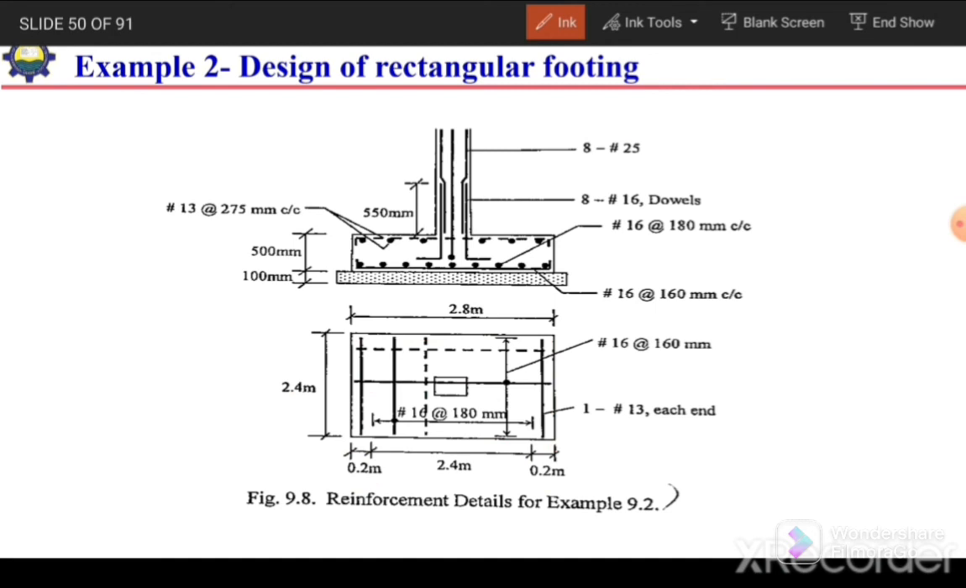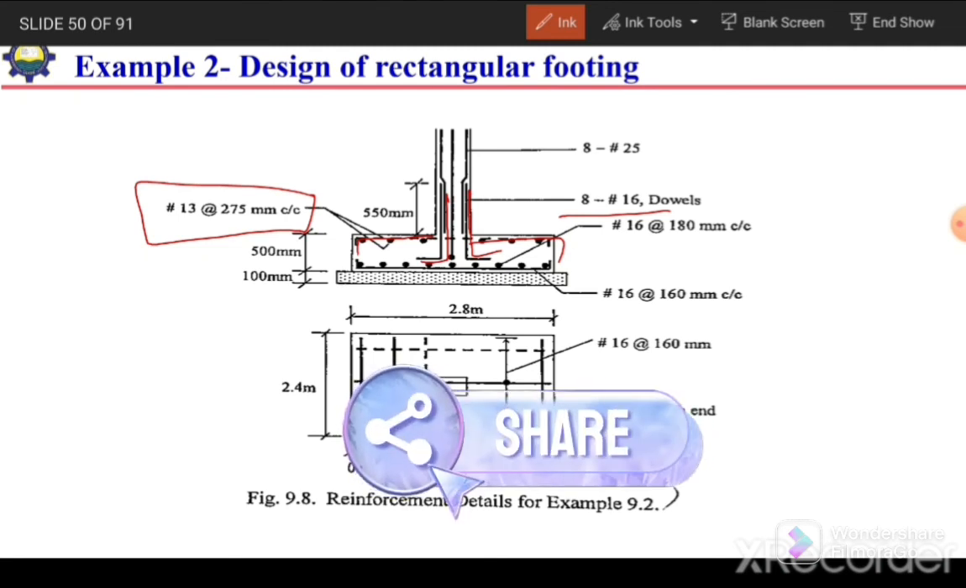Similarly, we need to detail for the dowel, and then dowel reinforcement will be shown in the section. So we need to provide this dowel reinforcement, and this dowel reinforcement is 8 number 16 bar. We can also provide the temperature reinforcement at the top. We can provide the minimum reinforcement at the top for the shrinkage creep as well as for temperature.